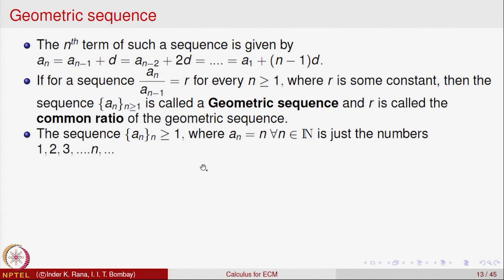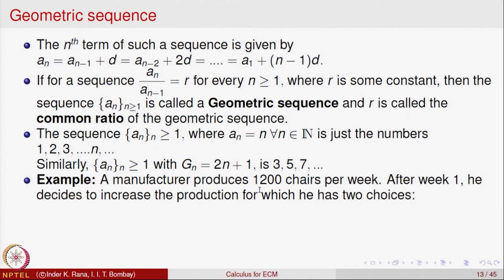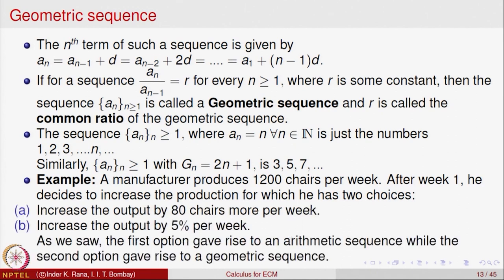For example, if you take the sequence of numbers an equal to n, that is an arithmetic sequence. And similarly, if I take the sequence, say gn equal to 2n plus 1, odd numbers, that is also an arithmetic sequence. So that example of first week, second week, two choices, gave us the notion of arithmetic and geometric sequences.